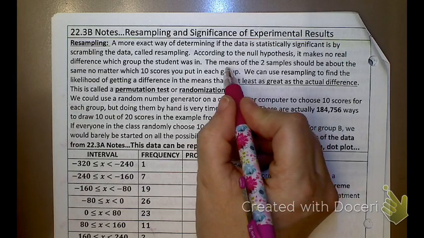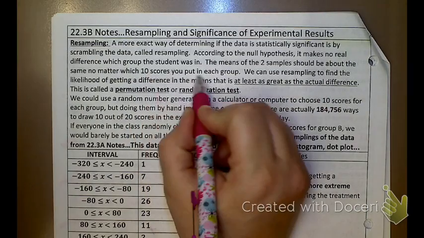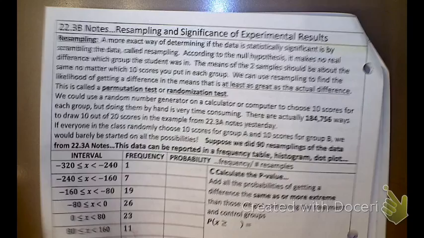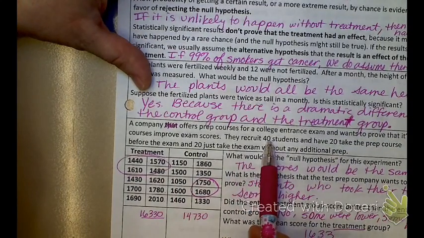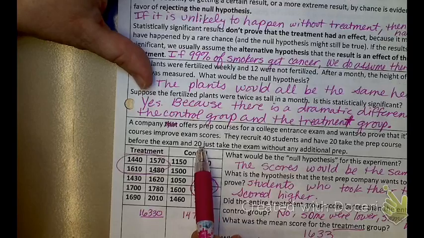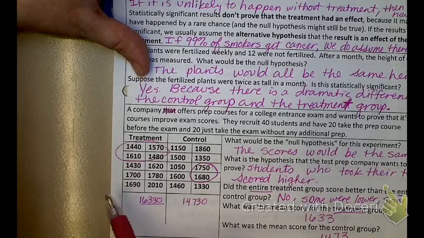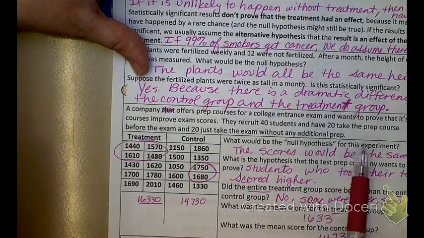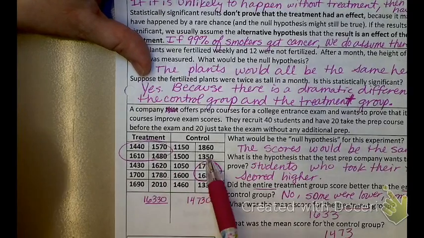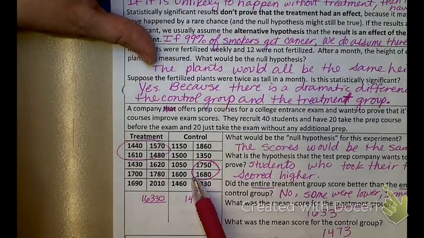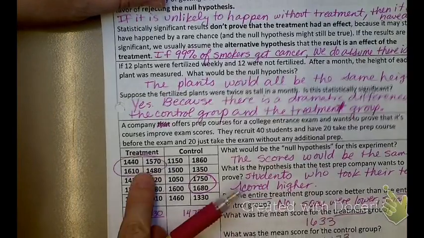So this means that of the two samples, the means should be about the same no matter which 10 scores you put in each group. Yesterday, when we were looking at our notes, I had mentioned how even though this said 40 students, 20 took the prep course and 20 took the exam without the prep course, they only gave me 10 results. Now, it shouldn't matter which 10 scores I get from the treatment group and which 10 scores I choose from the control group. I should get the same results no matter what, especially if this isn't the entire group.